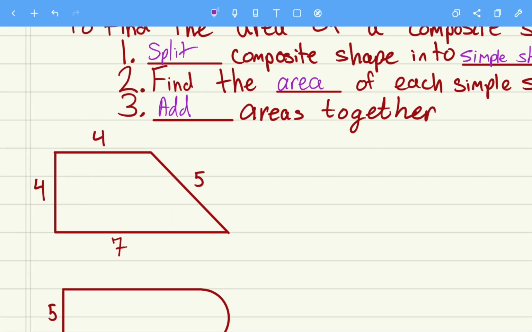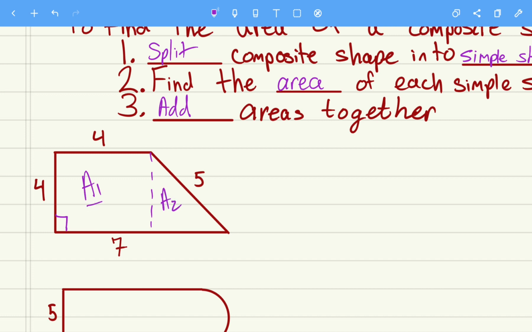So here we have a trapezoid. This is actually a right trapezoid because we only have one slanted side. And we can use the formula for a trapezoid, or we could split this shape up. I see we have a rectangle, or it might be a square, and a triangle. So let's call this area 1 and area 2.